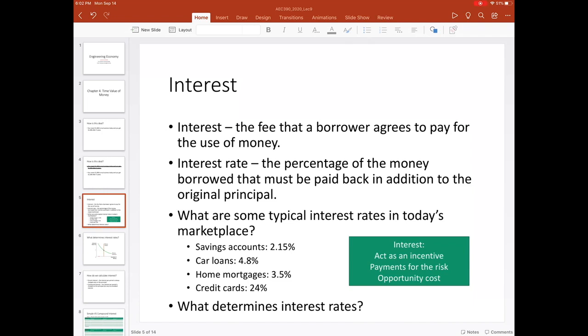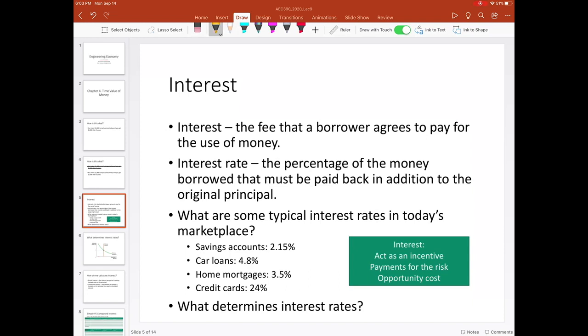We all know interest because we save money in a bank account, and a savings account has an interest rate, right? And if you want to take a loan, like a house loan or car loan, you borrow money from the bank, then you need to pay back the amount you borrowed, and you also need to pay back the interest. So interest is very common in our daily life. And so what is interest?